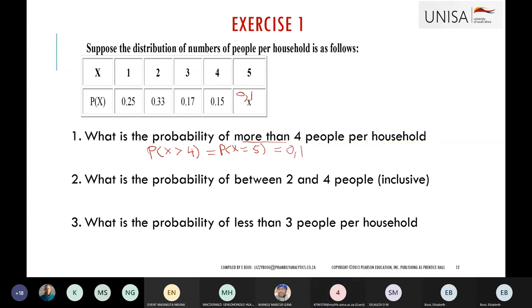Which is just 0.1. Yes. I am just going through this for revision purposes, so you are able to remember how we got to the answer. For those who are still lost, you can play the videos again and again to see where we got the answers from. Because any number above 4 is 5, we get the probability from the probability of X equals 5.